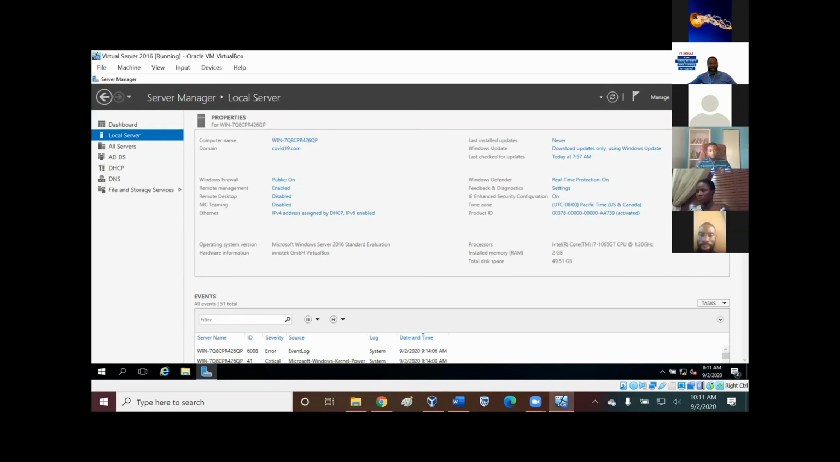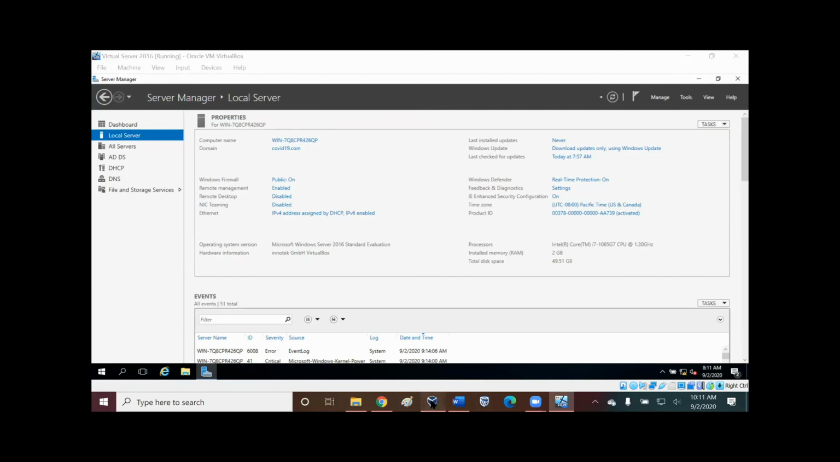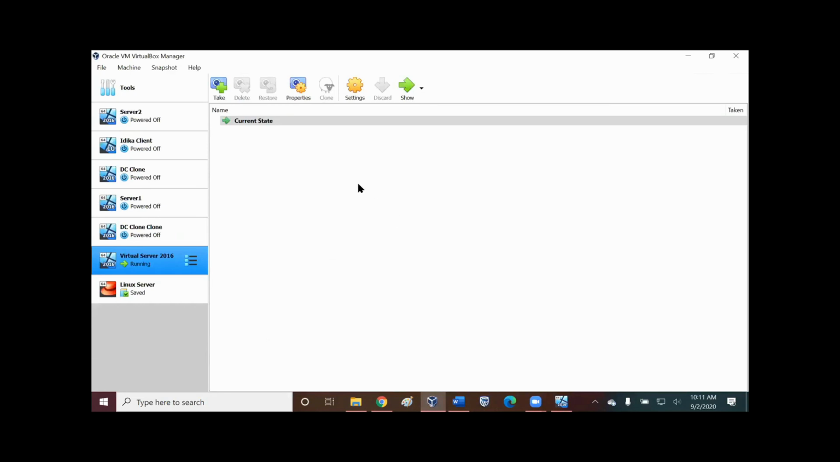Before we go back to class, let me just show you around. Let's go back to our VirtualBox. Are you seeing this one, my VirtualBox? This is my VirtualBox. Yes, sir. See my pointer moving around?